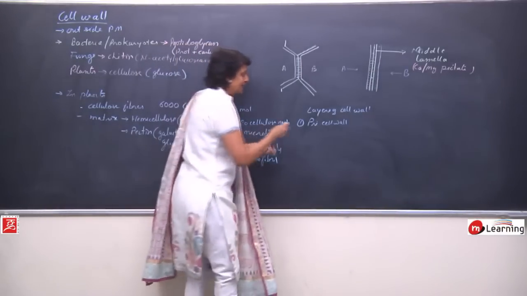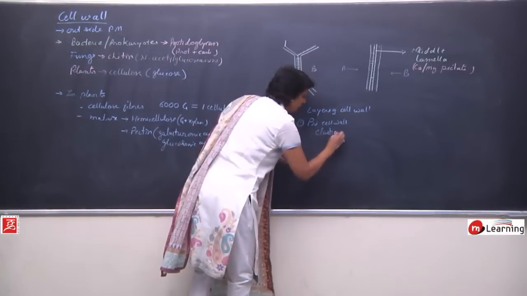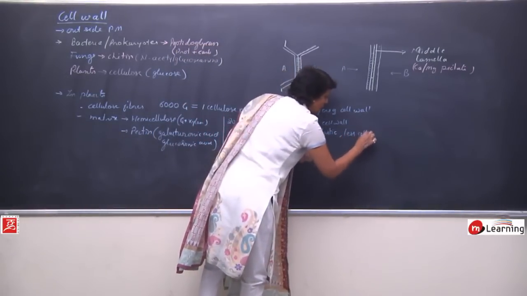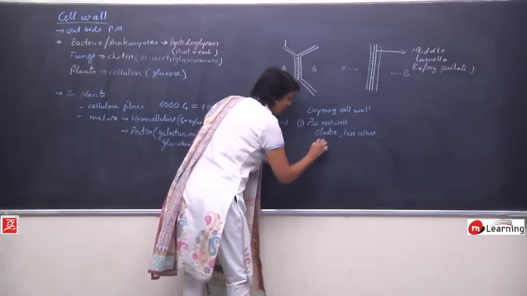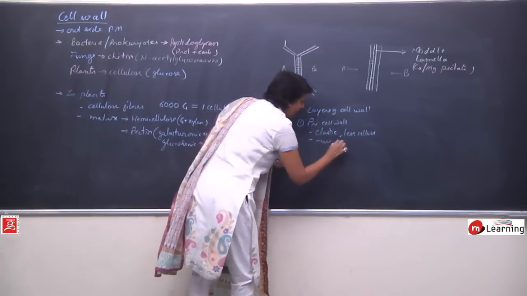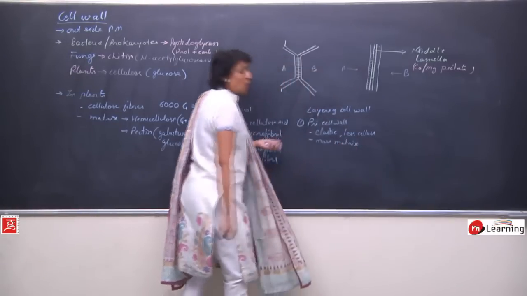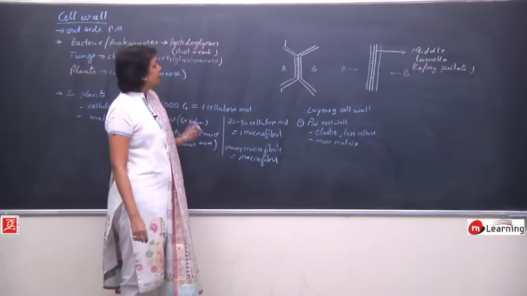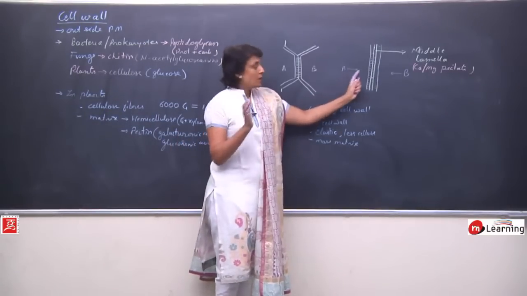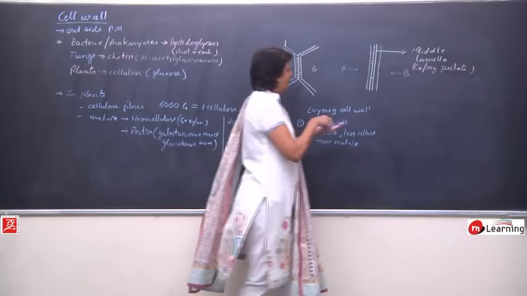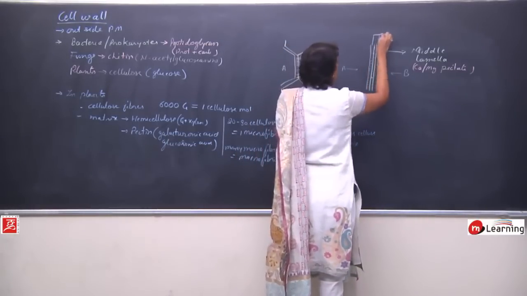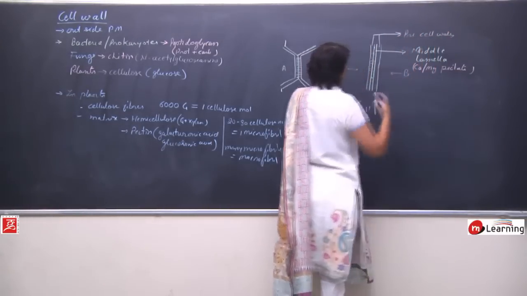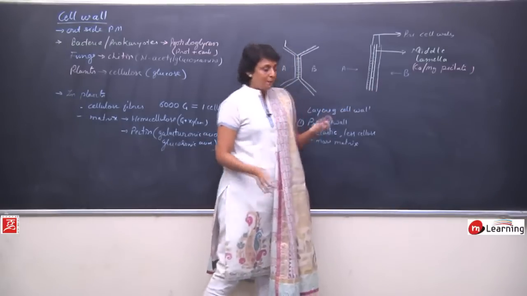Primary cell wall is elastic. It has less cellulose and more matrix. Water content in the primary cell wall is also more as compared to the secondary and tertiary. So, first to be put on either side of the middle lamella would be primary. So, these two layers are the primary cell walls. So, primary of cell A and primary of cell B.